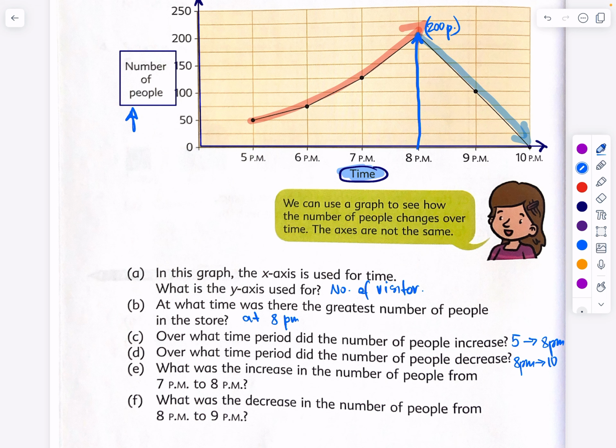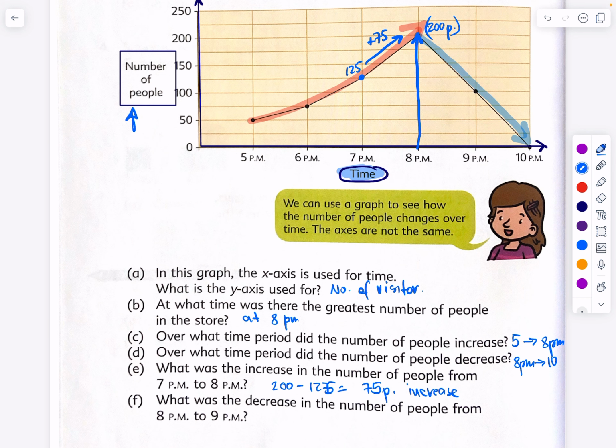What was the increase in the number of people from 7 to 8? Well, we know that at 7 o'clock we had 125 people, and by 8 o'clock we have 200. So 200 minus 125, the difference is 75 people increase. We have a sharp increase, right? We have a trend that says plus 75 visitors.